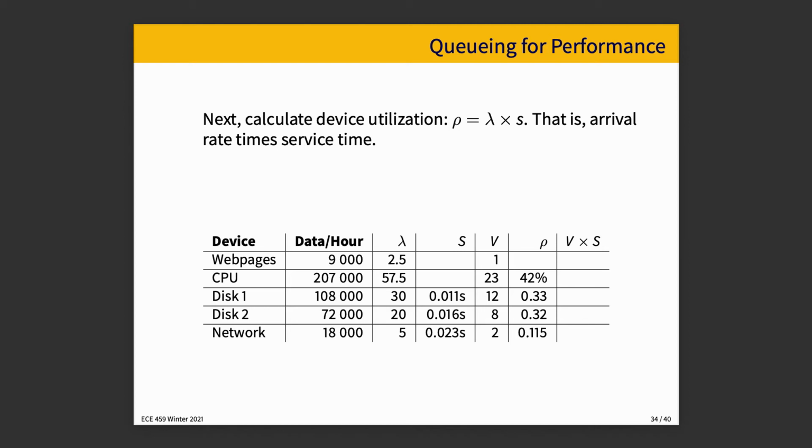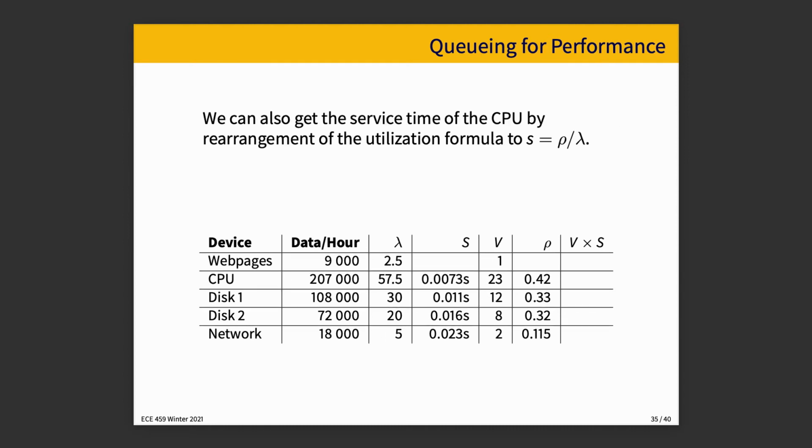Lambda for the CPU is just the sum of the other ones, as we've discussed, same for visitation. And by just swapping around the formula for rho equals lambda times S, you can solve for S for the CPU and complete it. And that is easy enough, and there we have it.